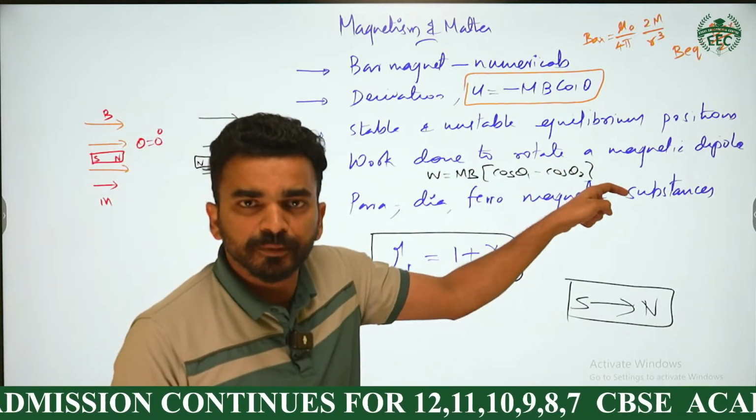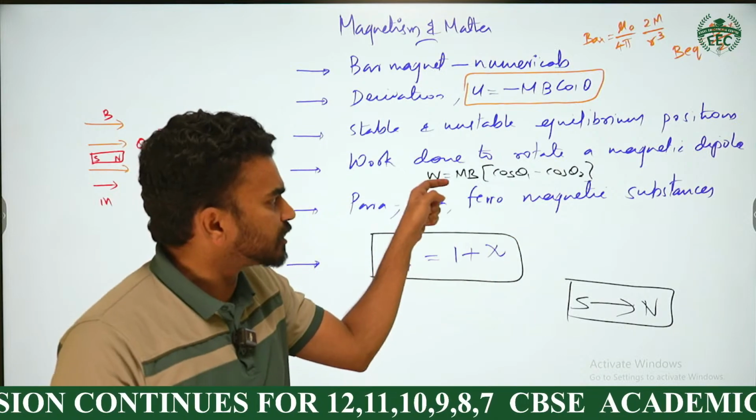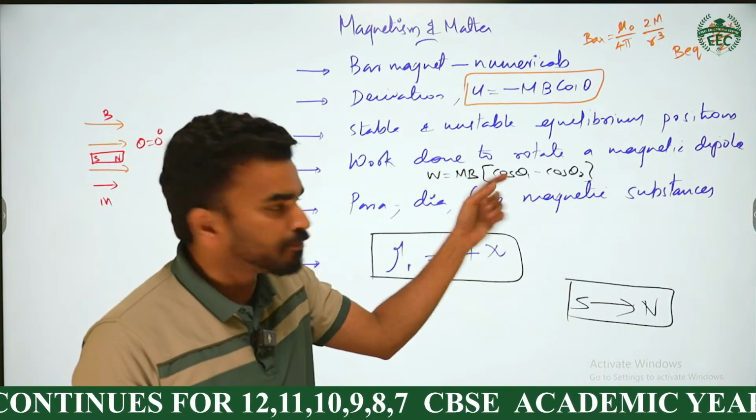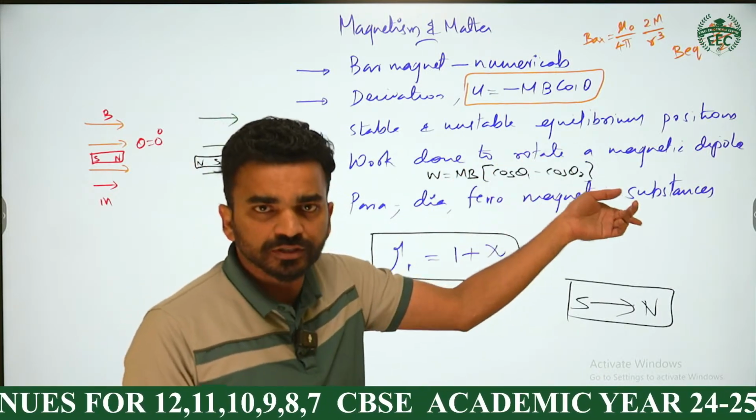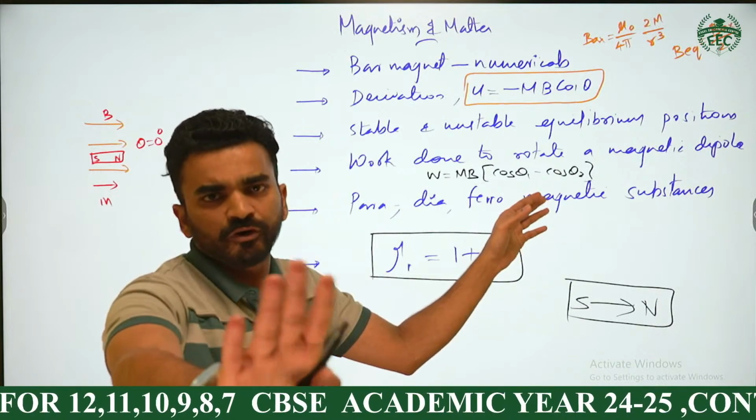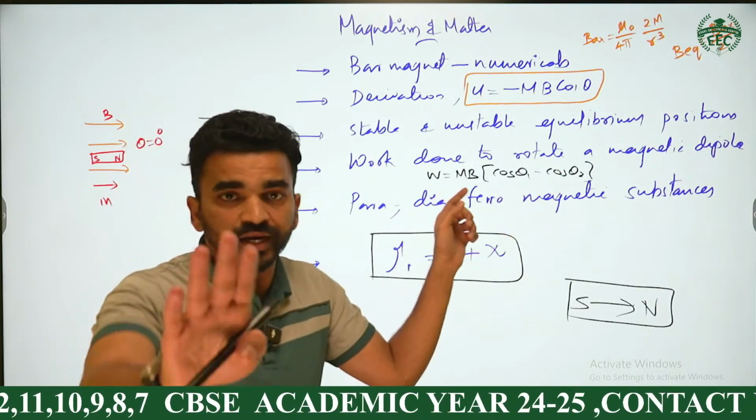mb cos theta 1 minus cos theta 2. In case you learn it like this, minus mb, then reverse it: cos theta 2 minus cos theta 1. Whatever you learn, you can follow that, no issue. You don't want to correct it at the last moment.